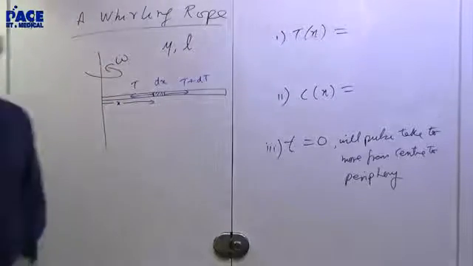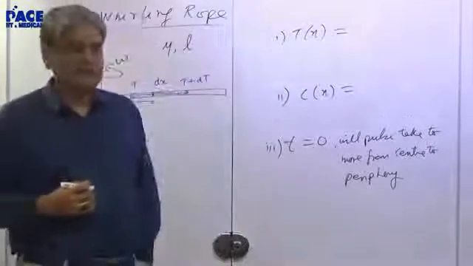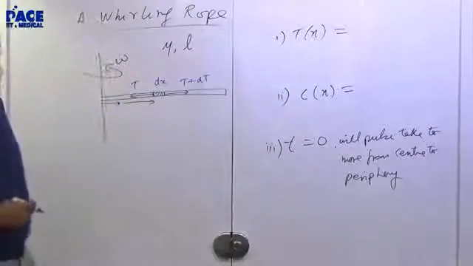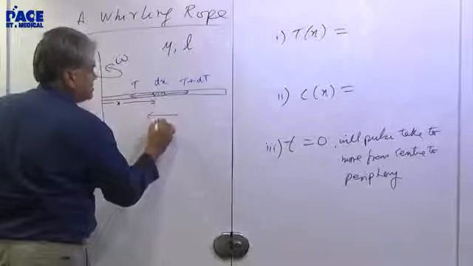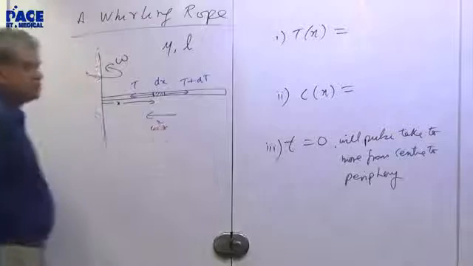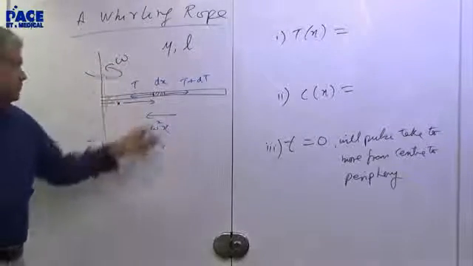Tension on the left and the right need not be the same. So at x the tension is T, at x plus dx the tension is T plus dT. Is that okay? Now under the action of these forces, this body has a centripetal acceleration omega square x, because it's spinning with omega. So that's the free body.